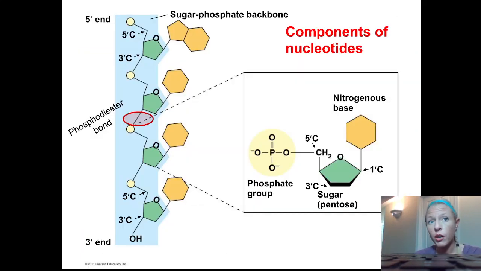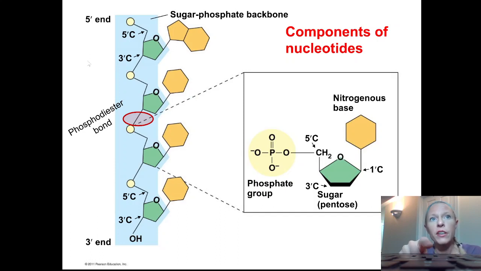So if we're looking at the components of our nucleotide, we're zooming in here. This yellow dot is your phosphate group, PO4, a P and 4 oxygens. Then we have your pentose, or 5-sided sugar, and then your nitrogenous base. Nucleotides are connected to one another by phosphodiester bonds.